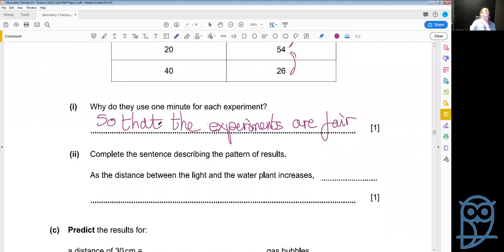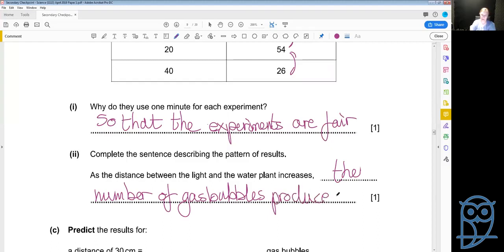Complete the sentence describing the pattern of results. As the distance between the light and the water plant increases, the number of gas bubbles produced decreases.